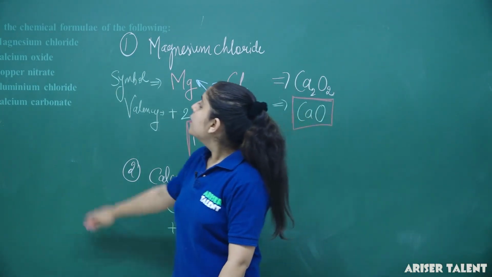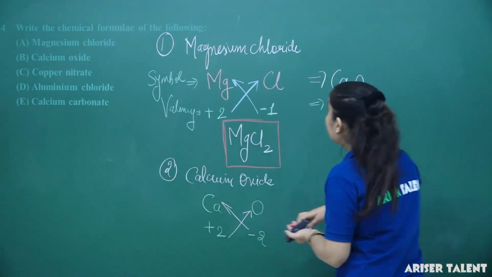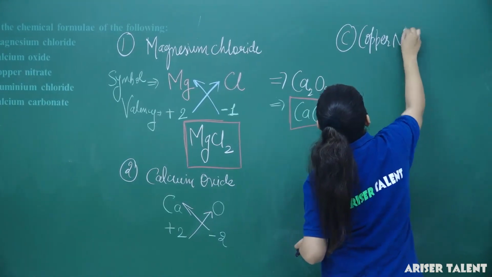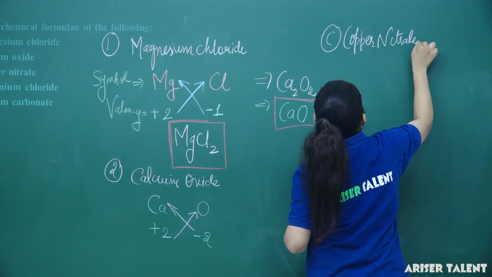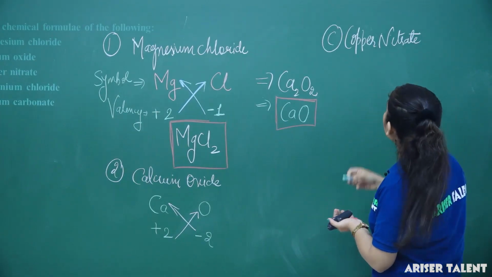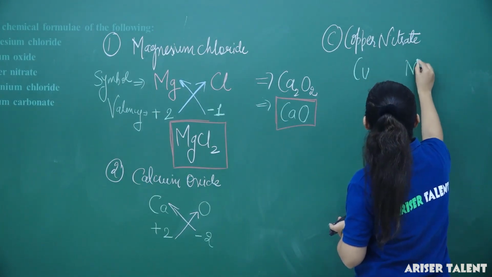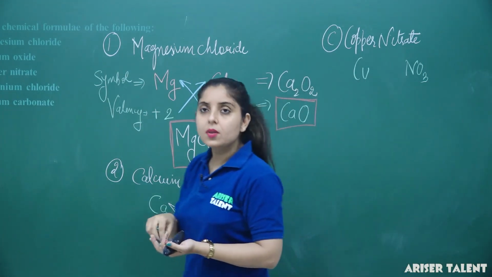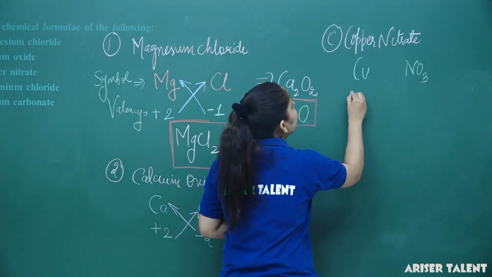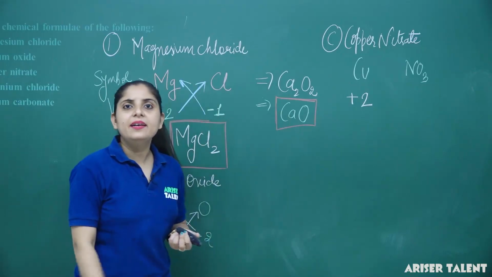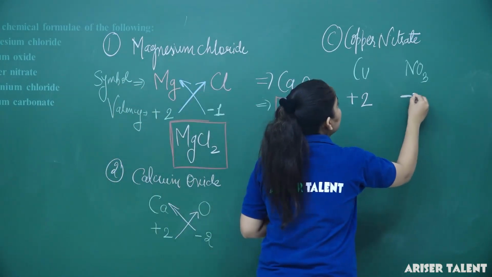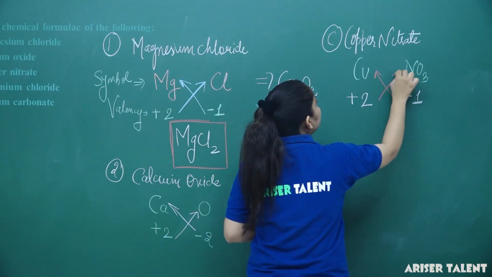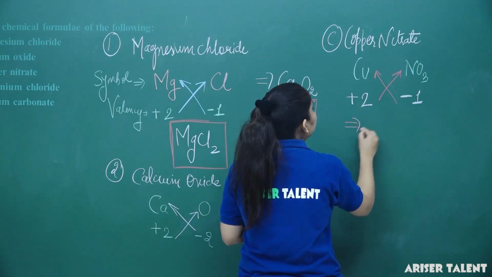Next question, copper nitrate. The third compound is copper nitrate. Now, in this question, the copper is having a symbol Cu and nitrate is having a symbol NO3. Clear? This is the symbol we are having. Now, copper is having a valency of +2 and nitrate is having a valency of -1. Clear?